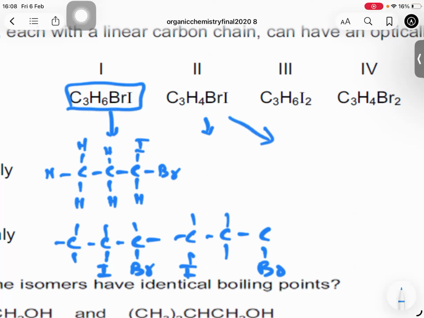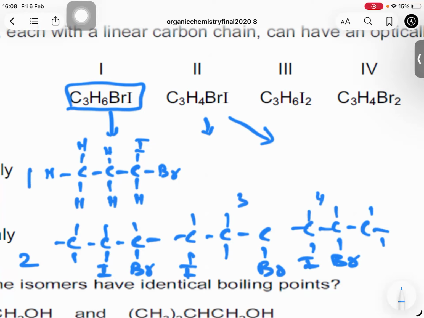Now come to this one. In this case, you have to make a double bond in the middle. 1, 2, 3. Here is the Br, and here is the I. So how many? 1, 2, 3, 4. What about this? I don't have a second carbon. Okay, that we already made. Yes, that's another one. Here it is. That's 5.